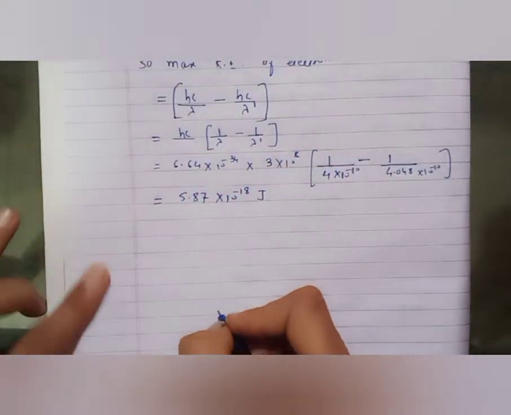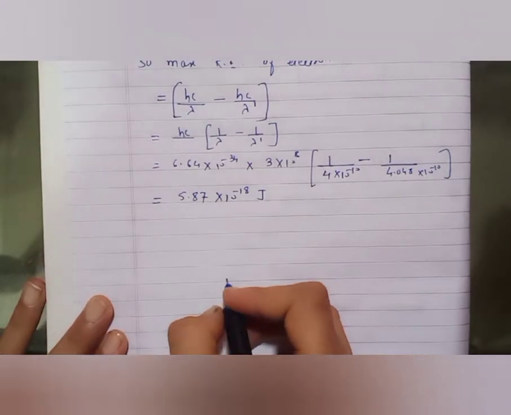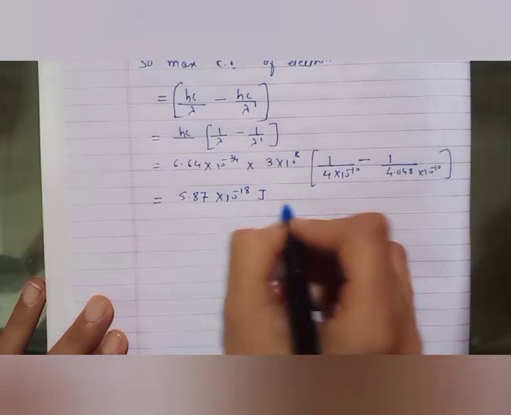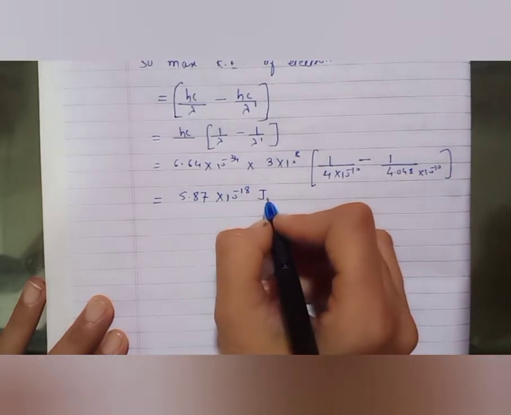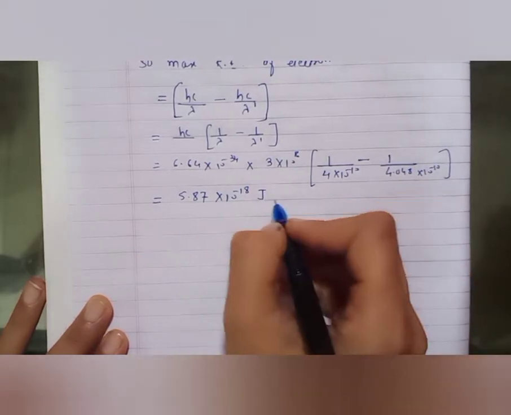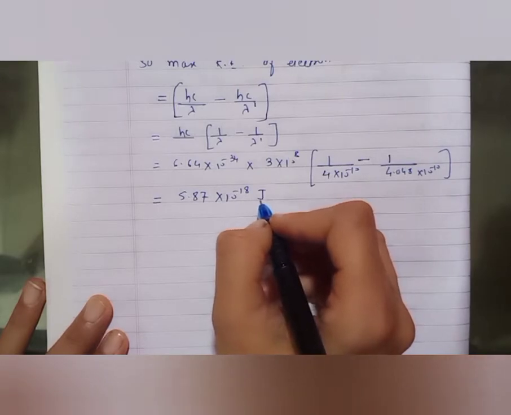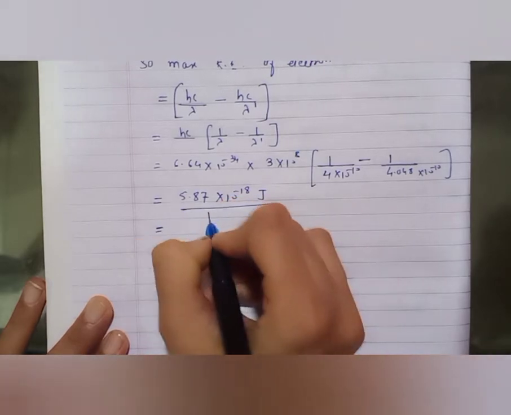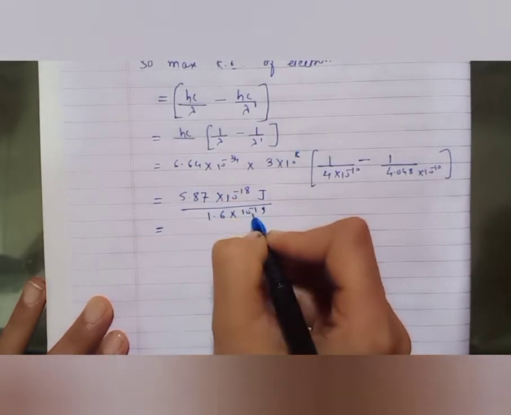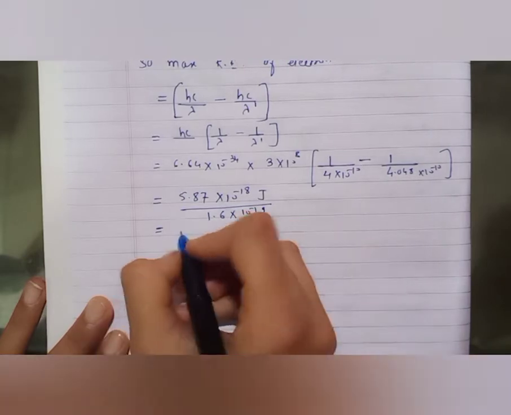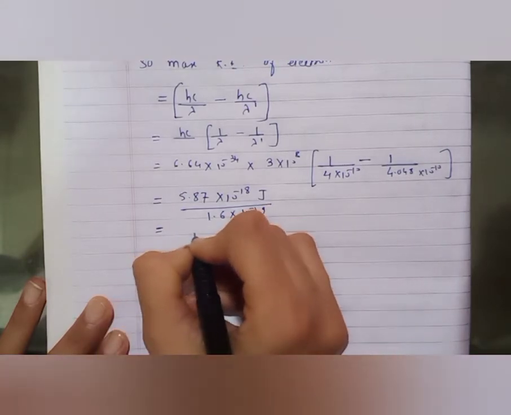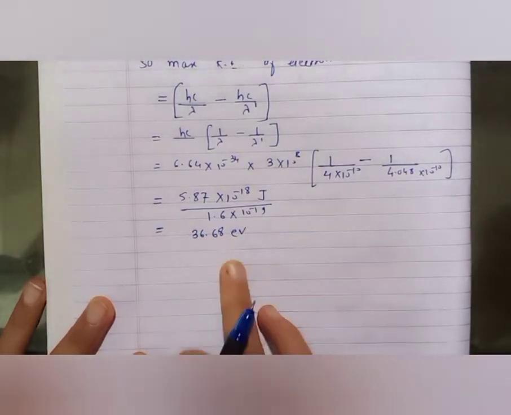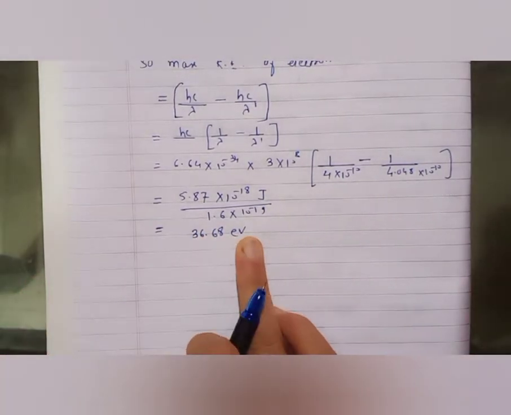Try this out. If you don't get this value, just write in the comment box. So this is the maximum kinetic energy of the electron. Generally, we find the kinetic energy of elementary particles in terms of electron volt. You can convert this into electron volt by dividing by 1.6 into 10 raised to minus 19, so I will get around 36.68 electron volt. Okay, so this is the value of the maximum kinetic energy.